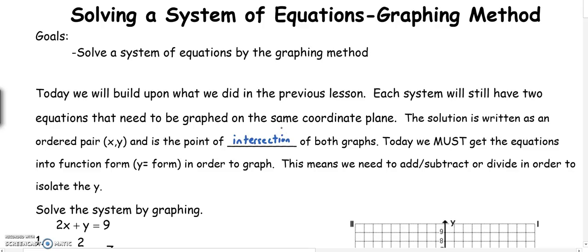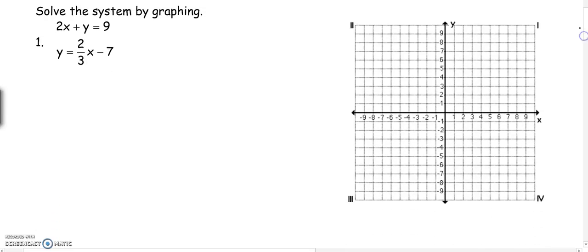of both graphs. Today, we must get the equations into y equals form in order to graph. This means we need to add or subtract or divide in order to isolate y. So we're going to solve the equation in order to graph.